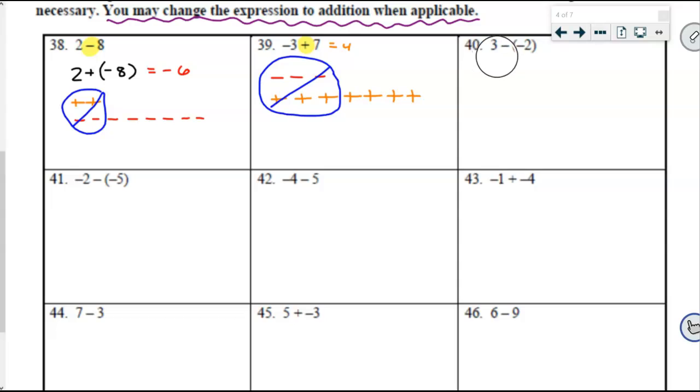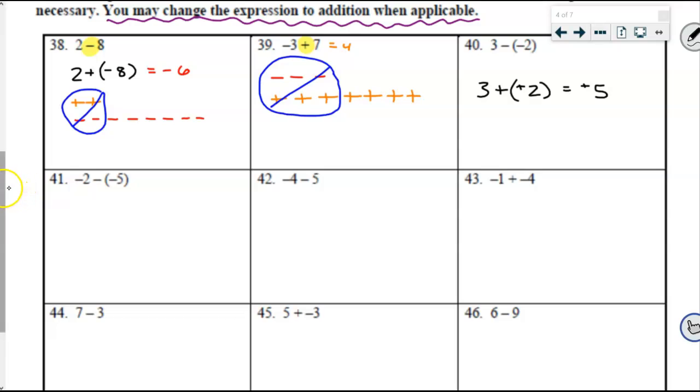3 minus a -2. This is a take away rocks problem. When I take away rocks, the basket goes up. So I can change this to an add balloons problem. I'm still going to start at 3, but I can now change it to add a +2. +3 plus a +2 is equal to a +5.